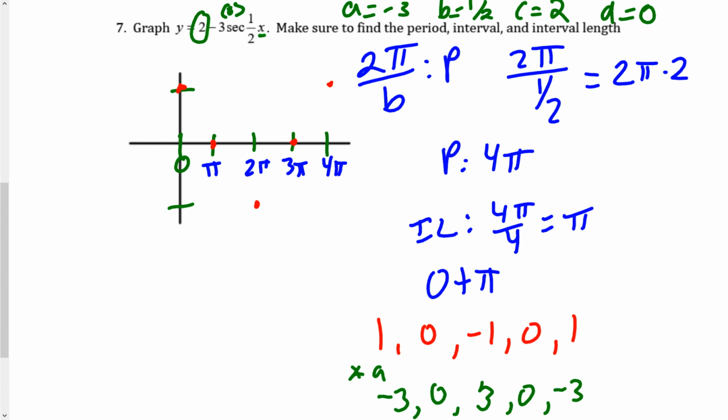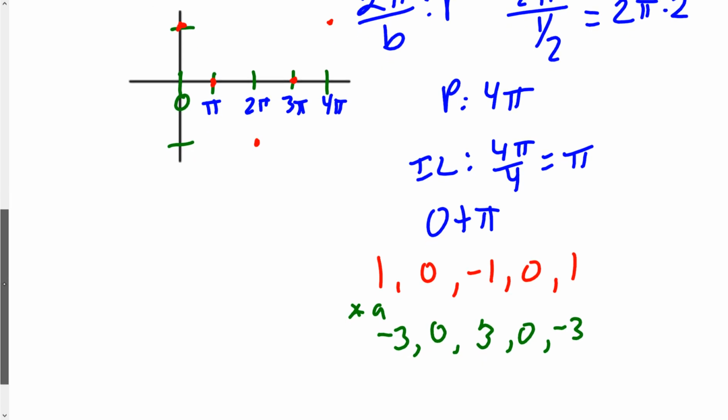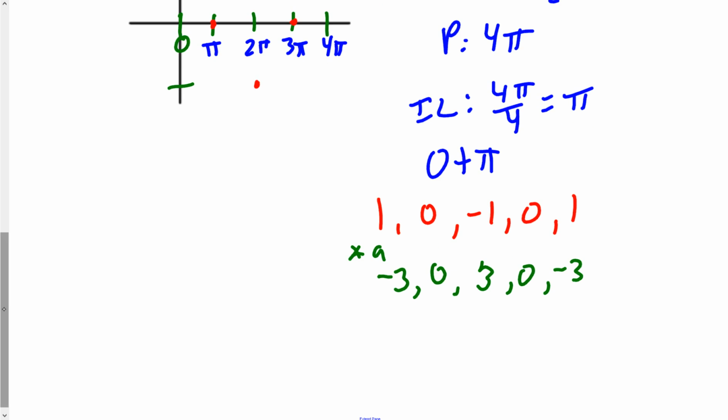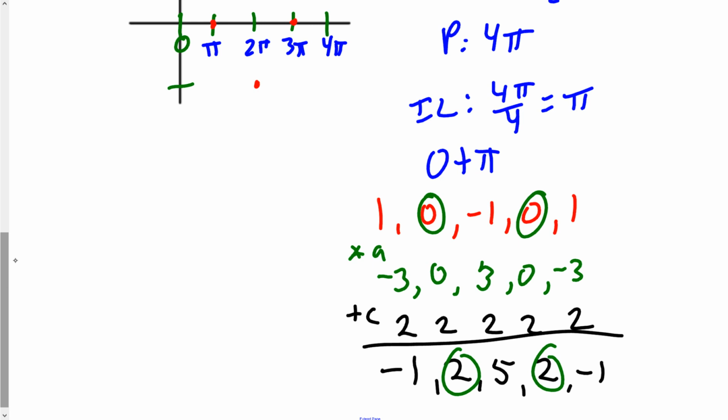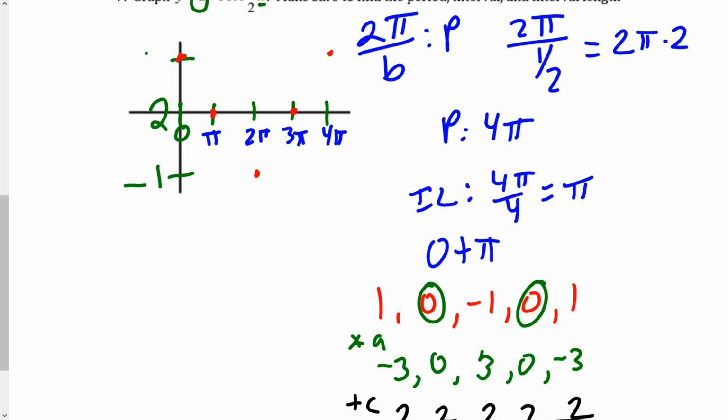Okay. Then we go ahead and add our C, which is a positive 2. So we're going to add C. So that is a positive 2, positive 2, positive 2, positive 2, and we get negative 1, 2, 5, 2, negative 1. So our original zeros are now going to be 2. That means our midline right in the middle here, those zeros, are now 2. The ones on the bottom are going to be negative 1. The one on top is going to be a 5.